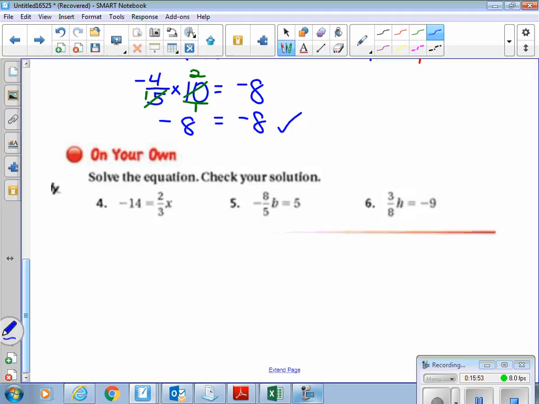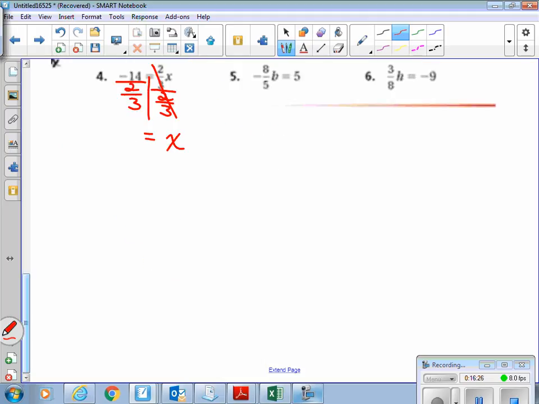So in number 4, negative 14 equals 2/3 x. We're looking at 2/3 times x. Undo multiplication by dividing. So I should be thinking on both sides of my equation, I want to do 2/3 divided by 2/3. Anything divided by itself cancels out to 1, leaving you with just x on that side. Since I divided by positive 2/3 on the right, I'm going to do the same thing on the left as well. So we're looking at negative 14. I'm going to bring it down here to do the work. Negative 14 divided by 2/3.